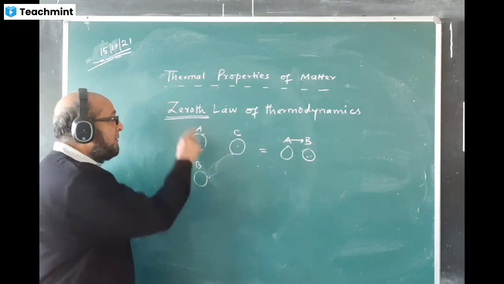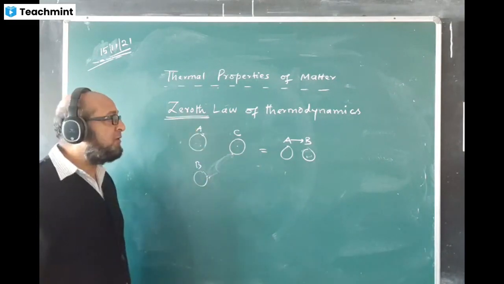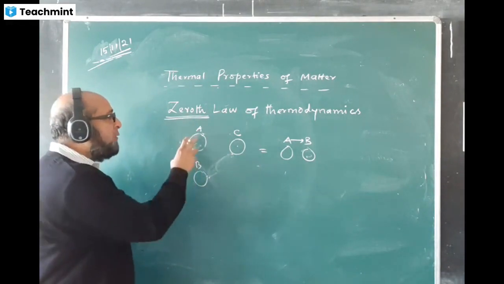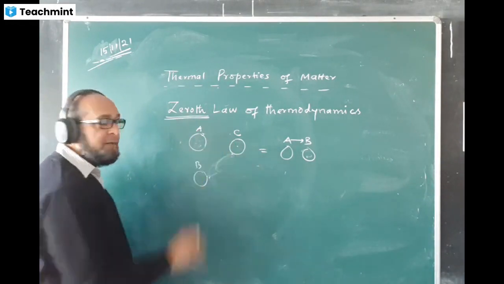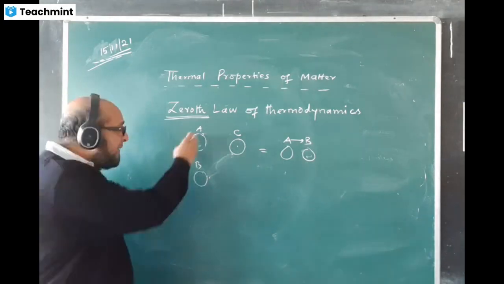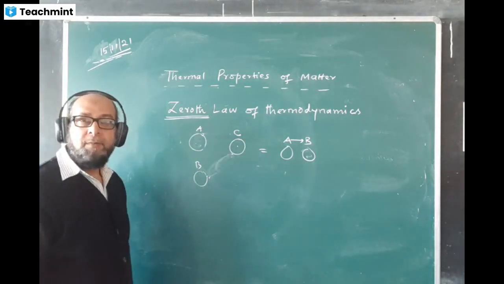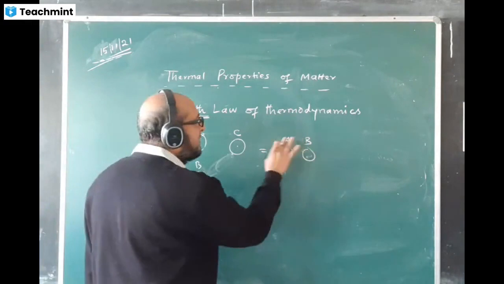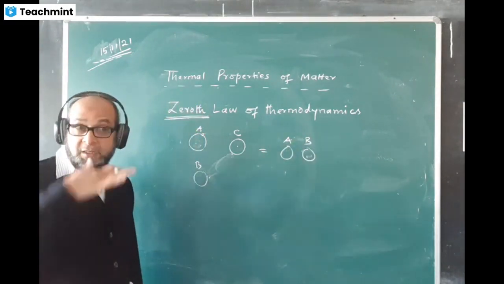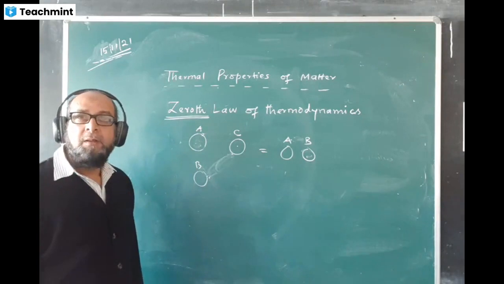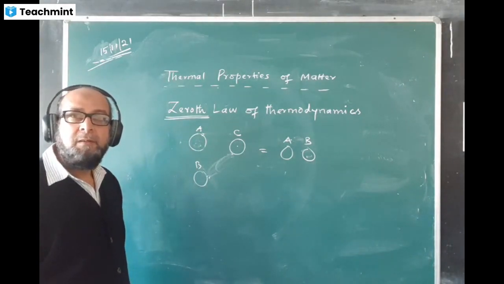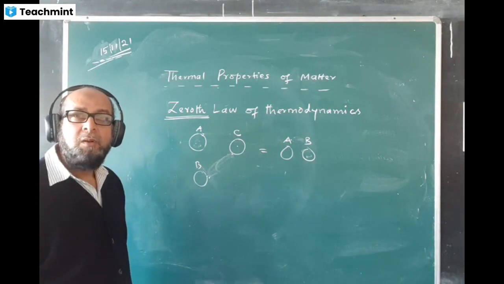The law says if A and B are separately in thermal equilibrium with C, then they are also in thermal equilibrium with each other. Don't think that heat is flowing from here to here. Heat is not flowing only because the temperature is the same. We are in thermal equilibrium. Exchange of heat is not taking place. Understood?